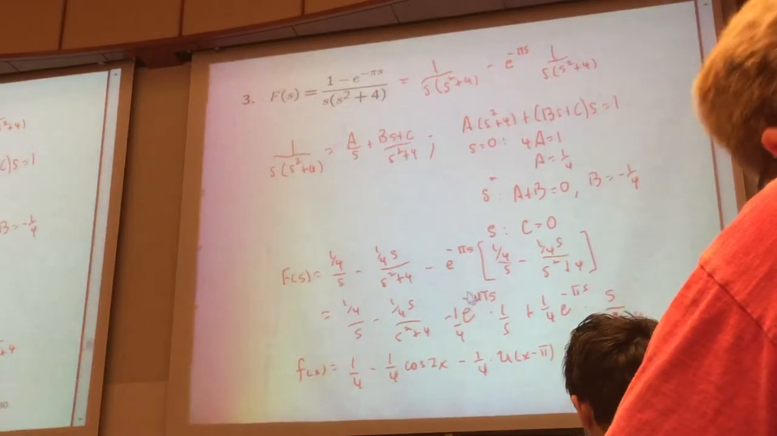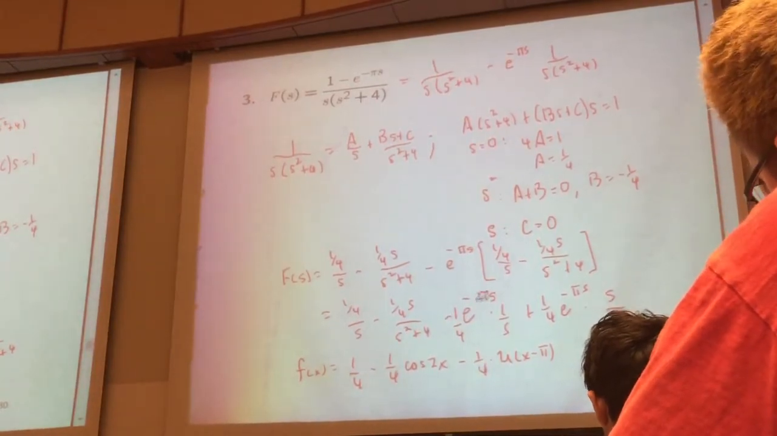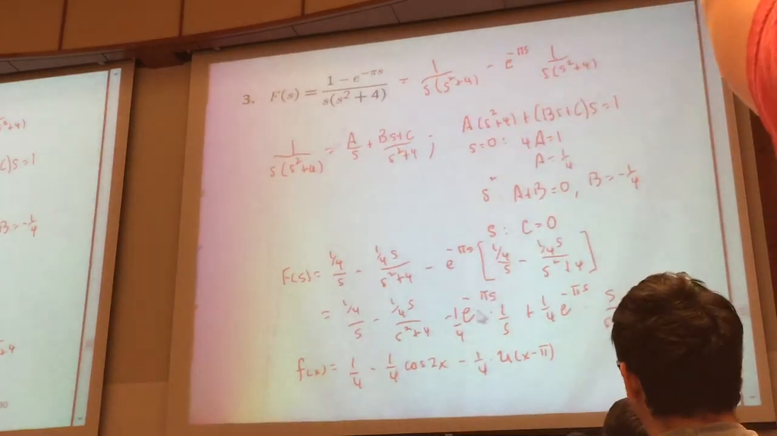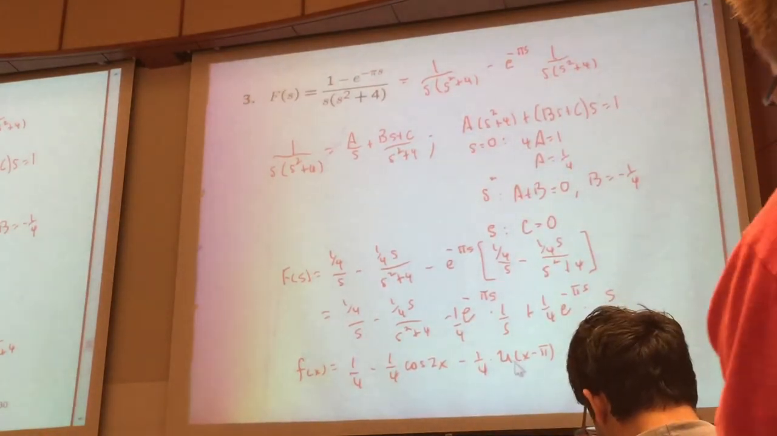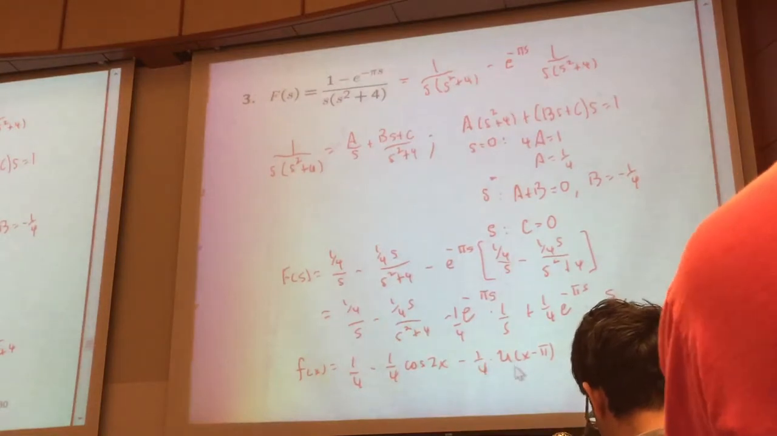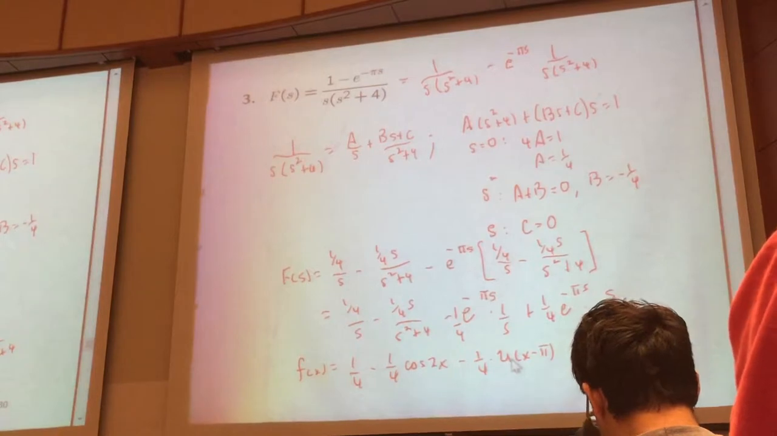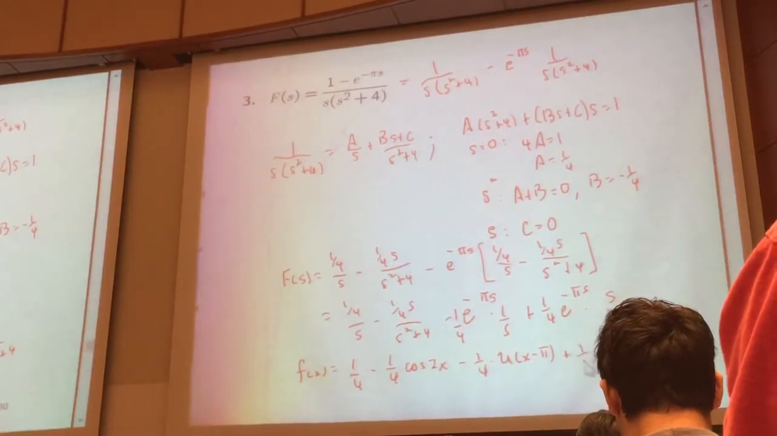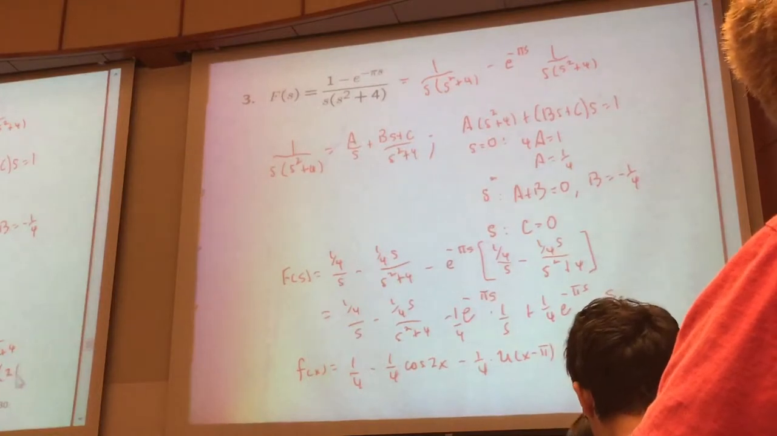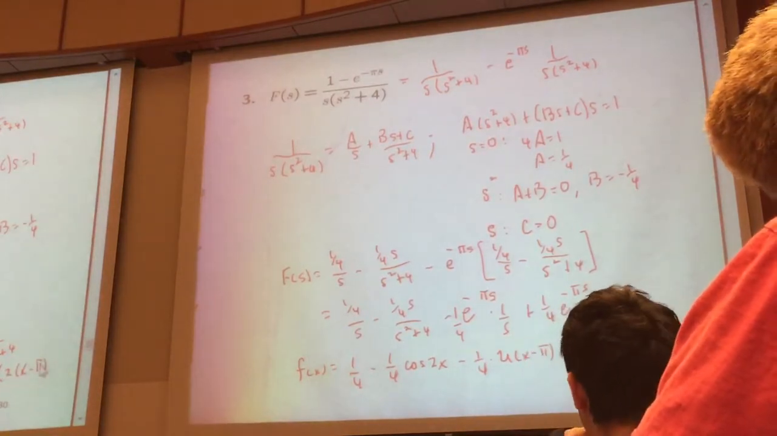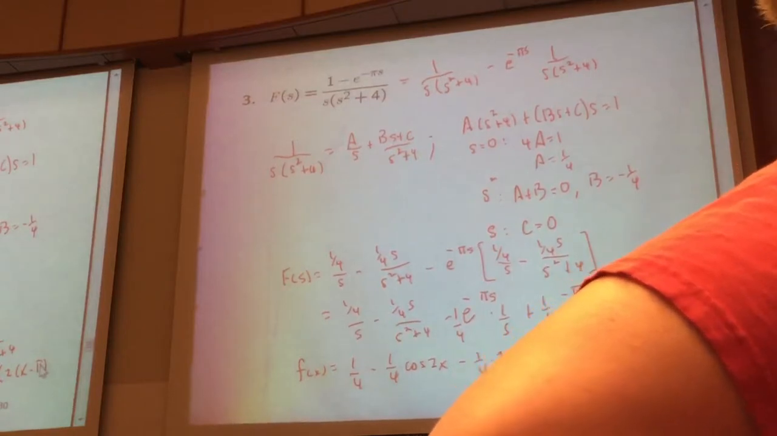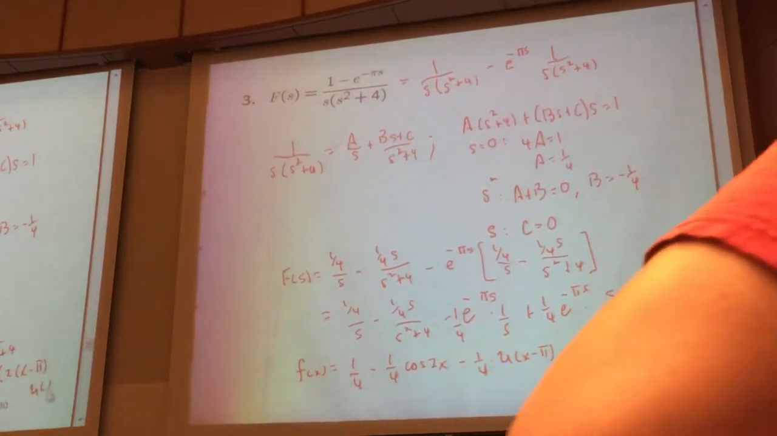Remember that e to the minus pi s produces, when you invert, u of x minus pi. These are connected. U of x minus pi means you're going to have e to the minus pi s. e to the minus pi s means you have u of x minus pi. Plus 1/4. This here is what? Cosine of 2 times x minus pi. s over s squared plus 4 is cosine 2x. But you have to translate the x to pi. u of x minus pi.